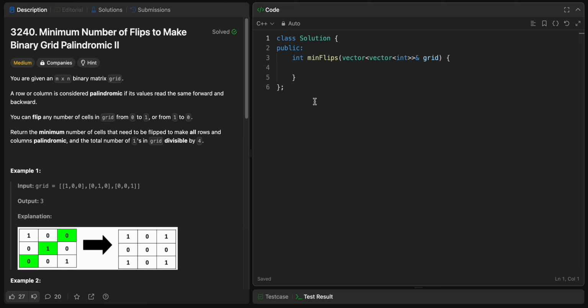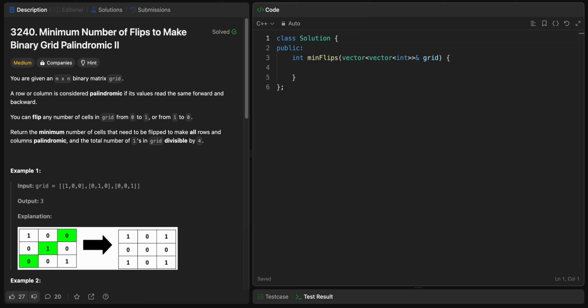Let's deep dive into the description. It's similar to the second question of the contest, but here all the rows and columns should be palindromic. But in the second question, either rows or columns can be palindromic, and we need to find the minimum count. In this case also we need to find the minimum count, but all rows along with columns should be palindromic. And there's also another condition that the sum of all the ones present in the grid should be divisible by 4.